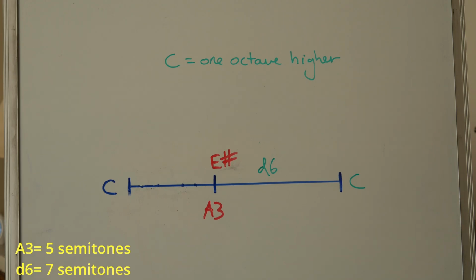We start down here on C, then go up an augmented third to E sharp, and this flips into a diminished sixth interval from E sharp to C, enharmonically equivalent to a perfect fifth.